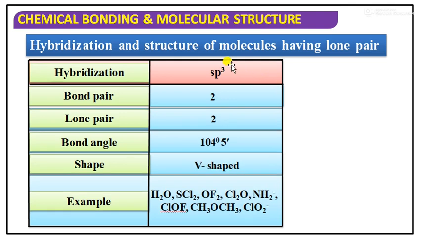And in sp3 hybridization with 2 bond pairs and 2 lone pairs, the bond angle is 104 degrees 5 minutes. The V shape is also the water molecule shape. Ammonia has a pyramidal shape with sp3 hybridization, the water molecule is also sp3 hybridization, and the methane molecule is also sp3 hybridization. Because of the lone pair of electrons, the bond angle will be reduced. This is a basic idea regarding the hybridization concept only.